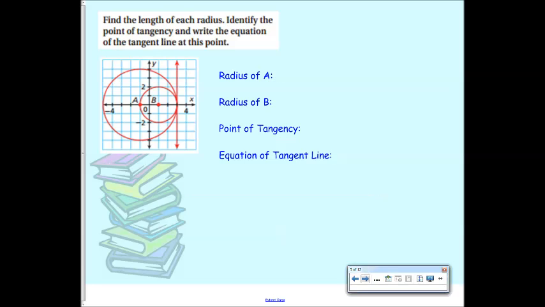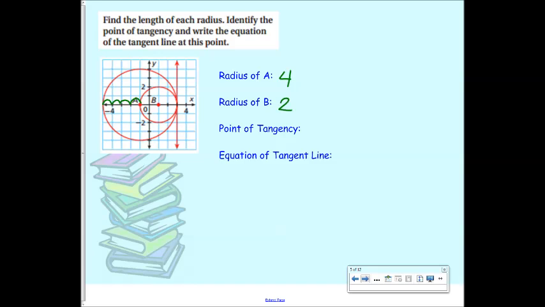Okay, so are these concentric circles right here? No. Are they tangent? Yes. Internally or externally? Internally. Okay, so A and B are internally tangent. What is the radius of circle A? Which one's bigger? A is bigger. The radius of A is 4. What's the radius of B? 2.